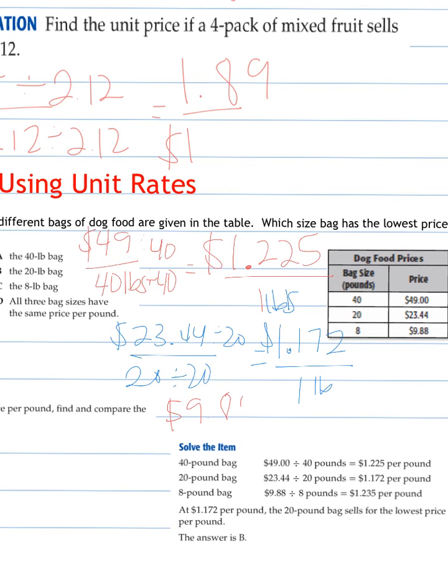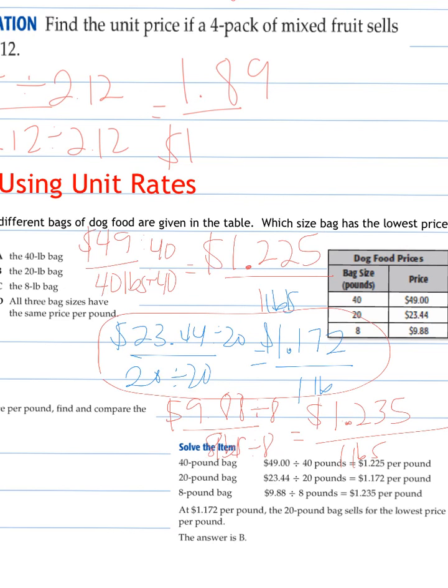So $9.88 for 8 pounds. Divide both by 8. $9.88 divided by 8 is $1.235 per 1 pound. So now we look at this, and our best price, the better buy, is going to be our 20-pound bag, because that is the cheapest per pound.